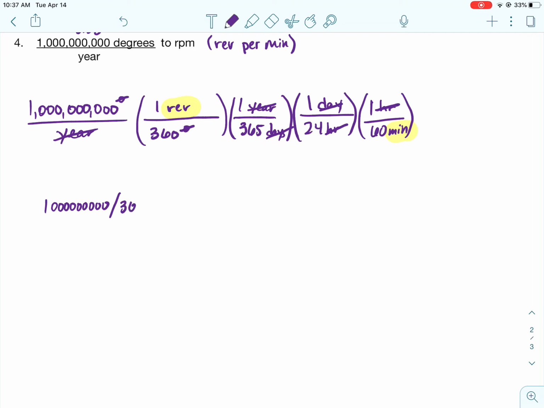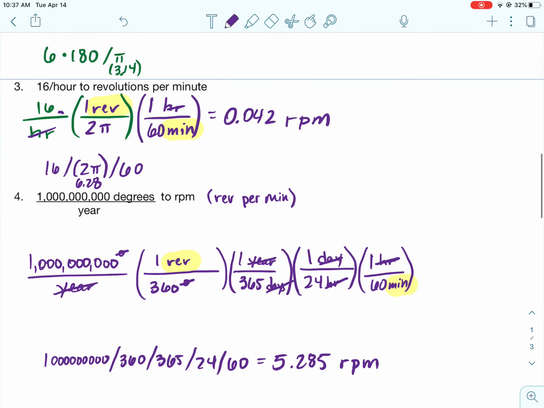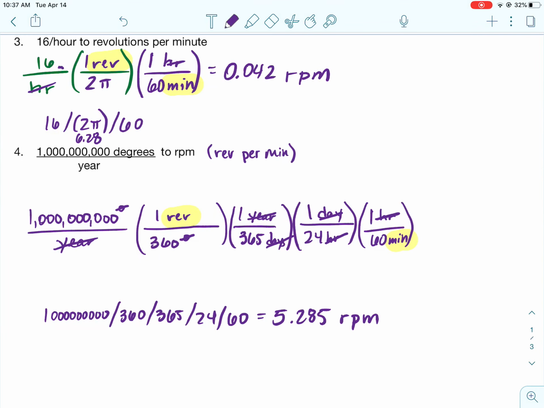So now it's just a matter of typing it in the calculator. So you would do 1 billion divided by 360 divided by 365 divided by 24 divided by 60. And that is going to give you approximately 5.285 revolutions per minute.